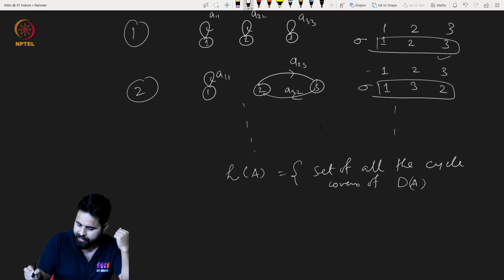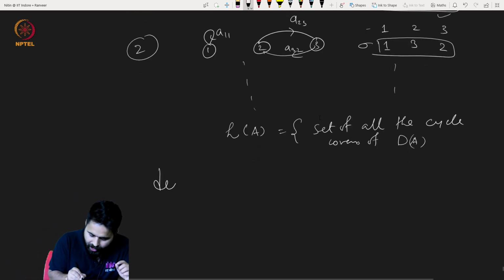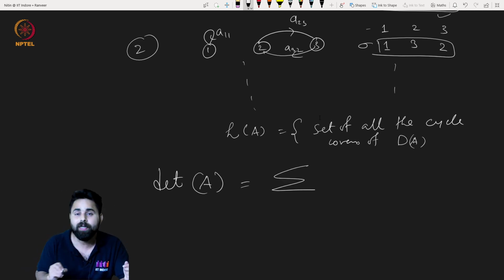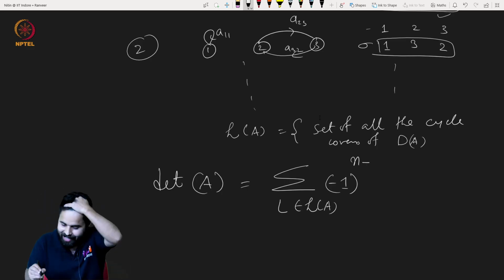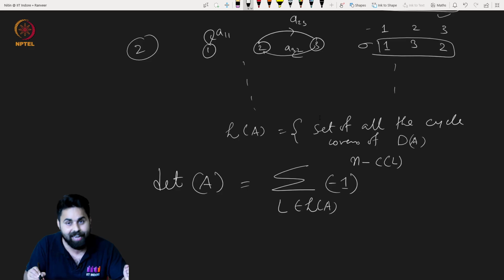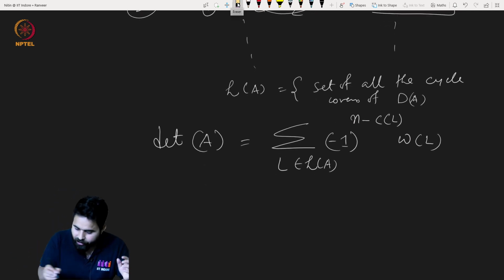Okay, and DA, and L will be some particular cycle cover anyway. So let me write down the formula. The formula of matrix A, suppose this is an n cross n matrix, is this: summation over all the cycle covers, minus 1 to the power n minus the number of cycles in L, where n is the size of the matrix, or maybe the number of vertices in the graph, times the weight of L. Weight of L is nothing but this.